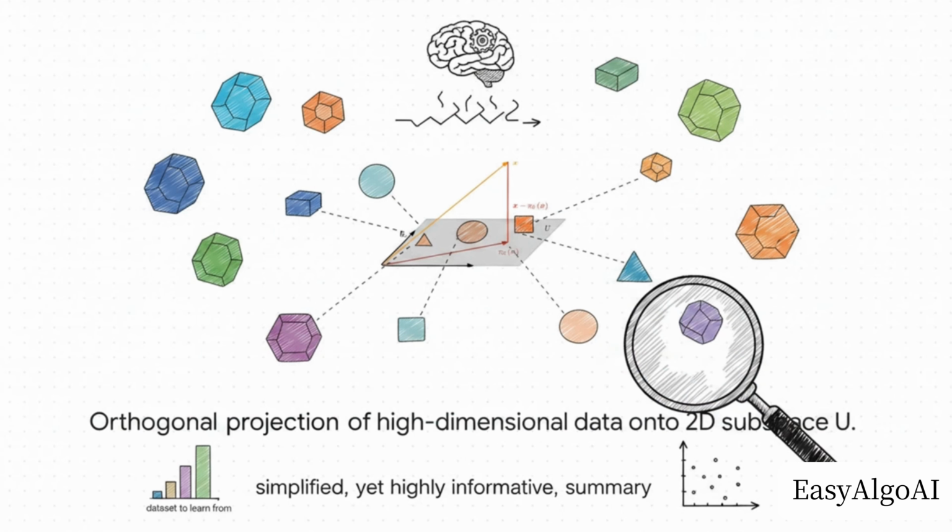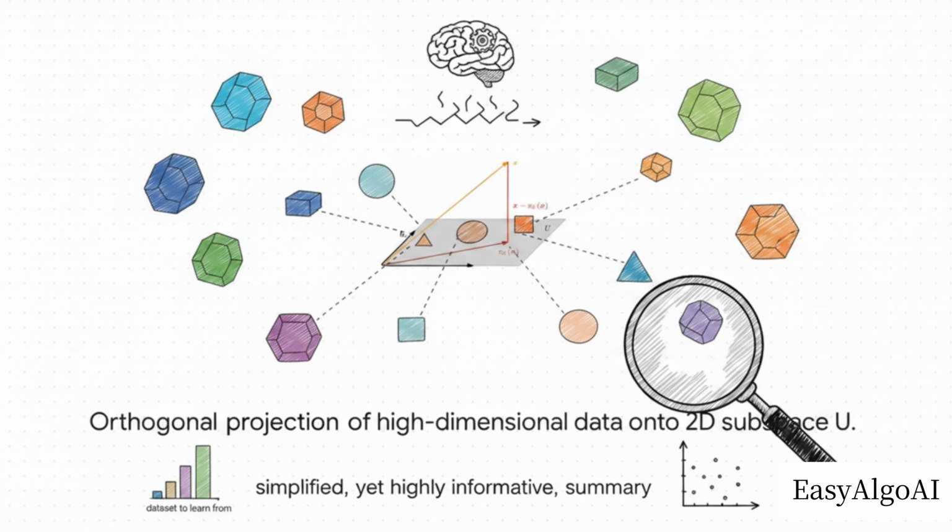And we don't have to stop at a 1D line. Let's see how this builds when we project onto a flat 2D plane instead. The logic remains exactly the same. We're just casting a shadow onto a slightly more complex surface. A subspace we'll call U.